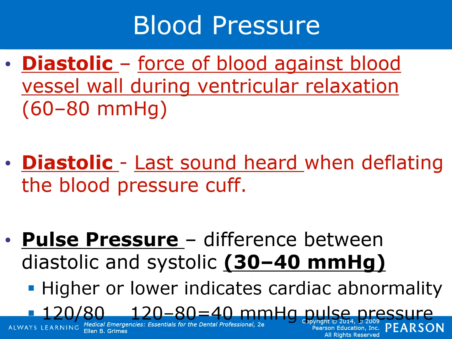The diastolic is the last sound heard when deflating the blood pressure cuff. The pulse pressure is the difference between the diastolic and systolic, so higher or lower indicates cardiac abnormality. If you take 120 over 80, you just subtract the diastolic from the systolic to get the pulse pressure in millimeters of mercury. So we take 120, the systolic, minus 80, the diastolic, which equals 40. If the pulse pressure is between 30 and 40 millimeters of mercury, that is fine. It's perfect. But higher or lower could indicate some kind of heart abnormality.